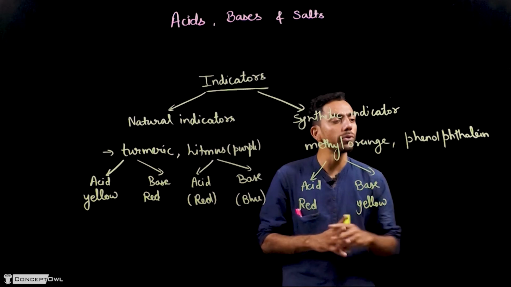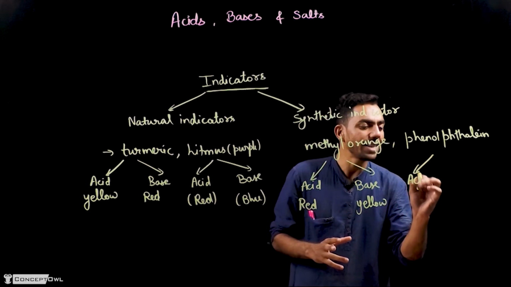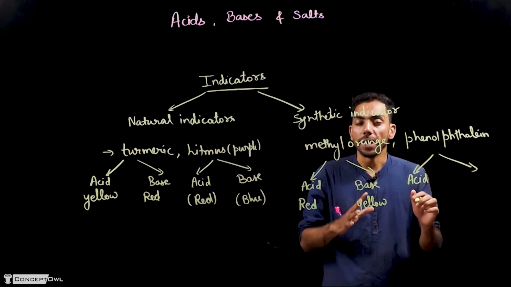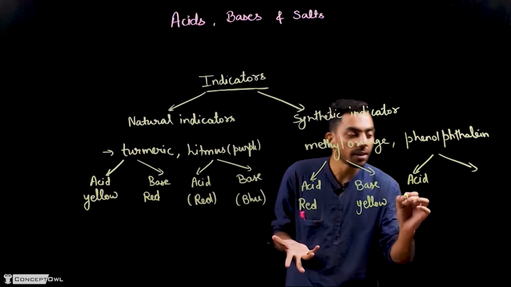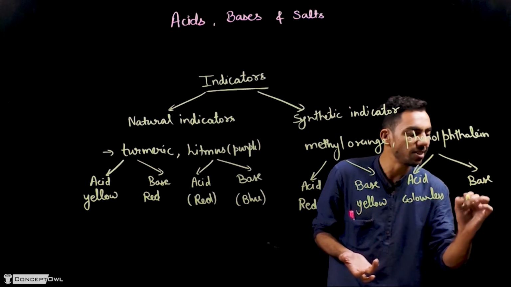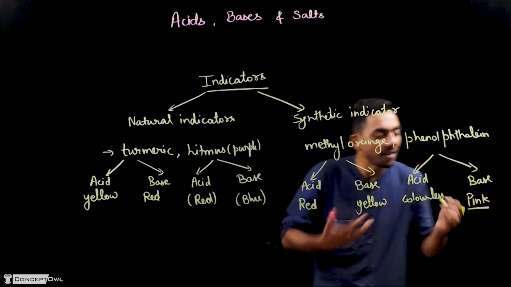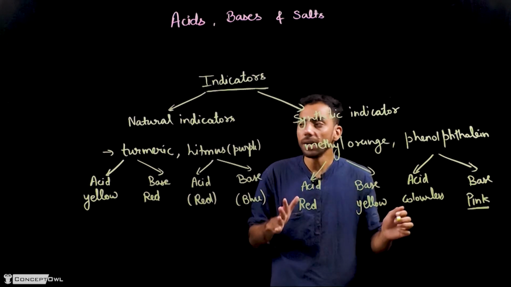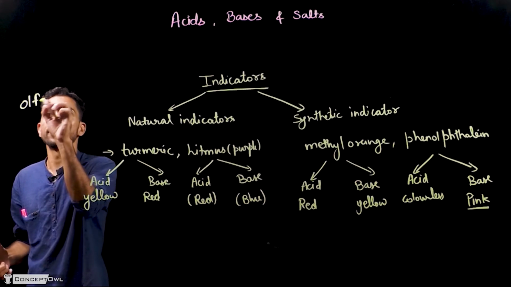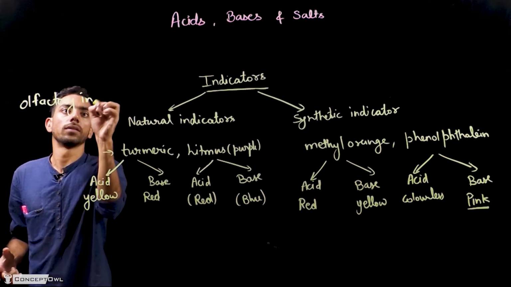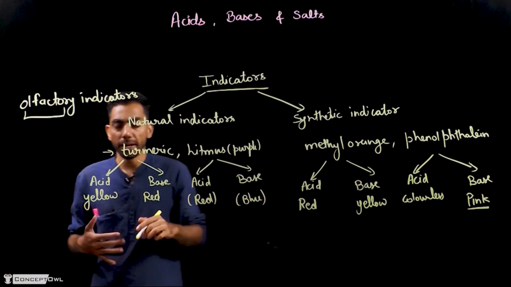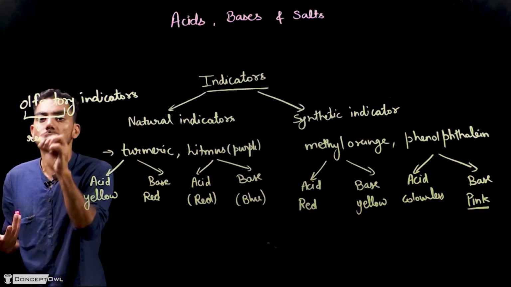Now coming to phenolphthalein. In acidic medium, phenolphthalein is colorless and does not change its color, it remains colorless. And in basic medium it changes its color from colorless to pink. Simple. There is one more type of indicator, known as olfactory indicators. What does olfactory mean? The word olfactory means related to the nose.